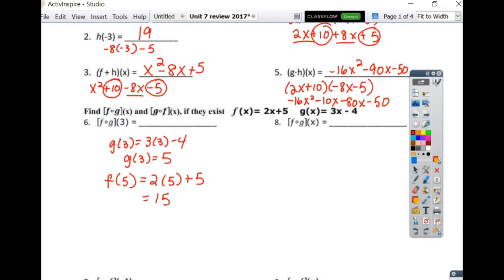So what's different between 6 and 8, guys? So there's no number here, right? So we're going to have an x in our answer. So if we're going to have an x in our answer, I'm going to take this g of x, and I'm going to put it in here for x.